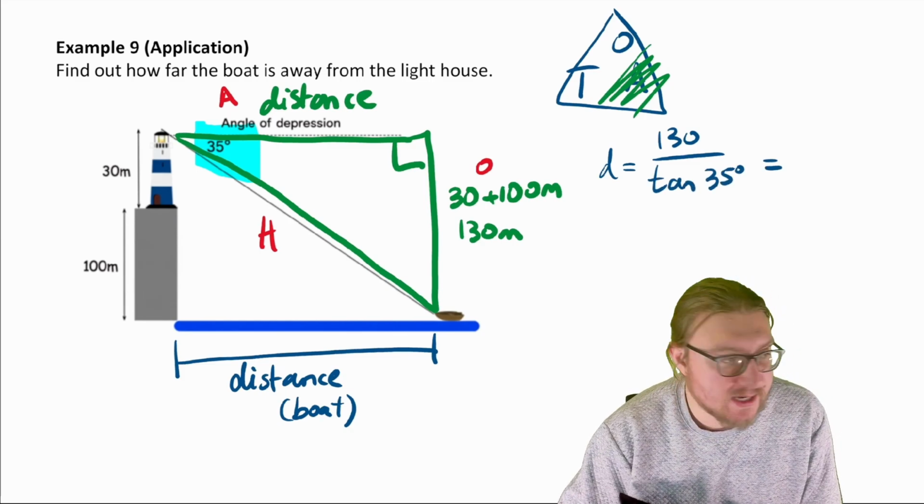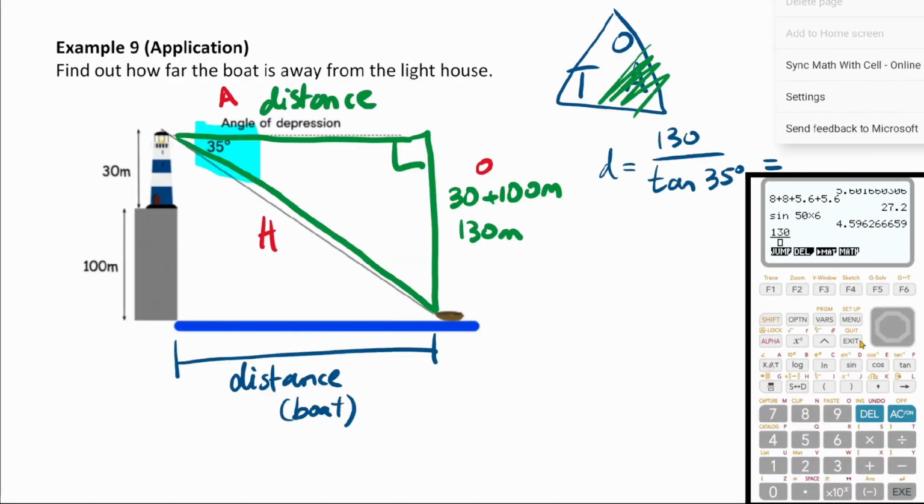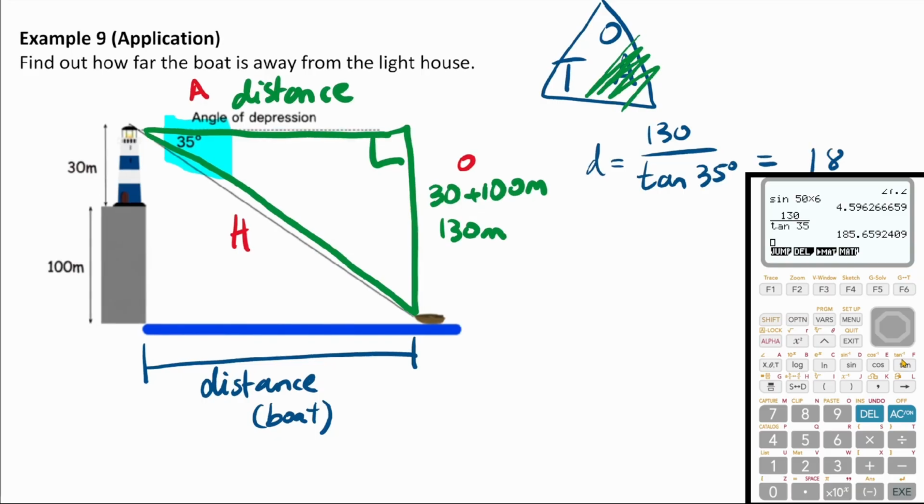And we can put this in the calculator and see what we get. We have a fraction, 130 divided by tan 35. There we go. 185.7. And of course, the unit is meters because everything in the question is in meters.